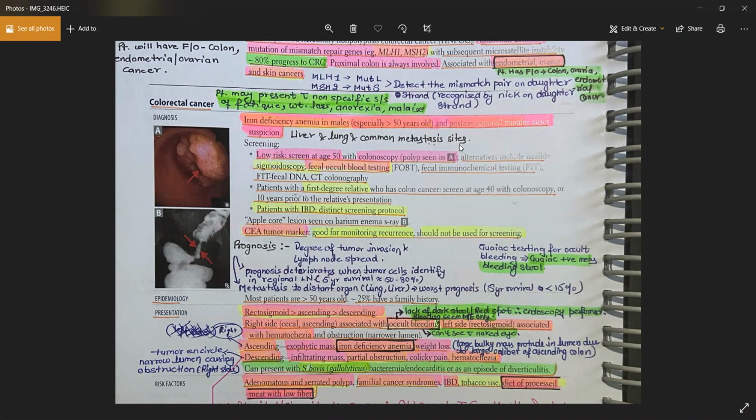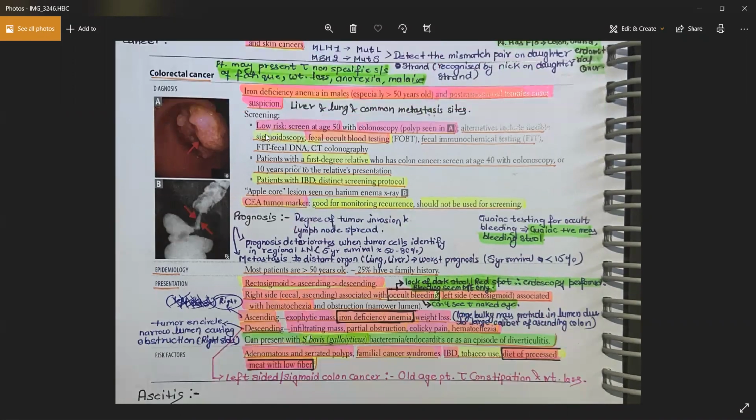And whenever a postmenopausal female presents with iron deficiency anemia, that also means colorectal carcinoma. Very important, right? Screening must be done after the age of 40. Oh, sorry, after the age of 50. And you will do a colonoscopy in the patient.